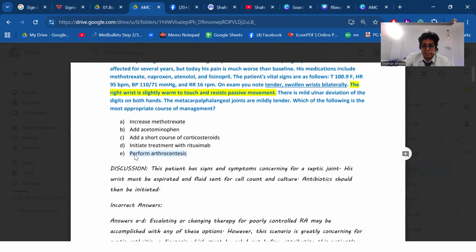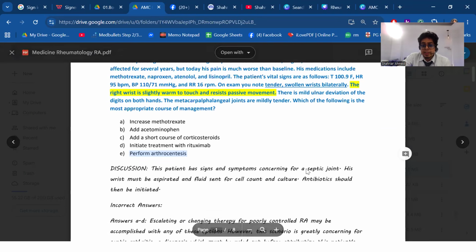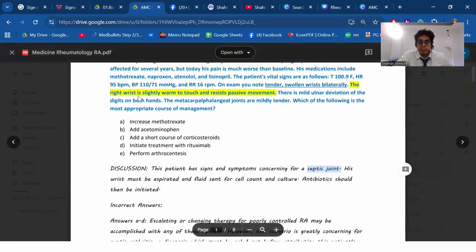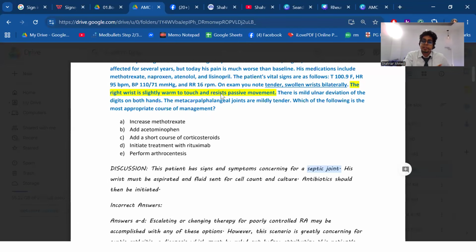Why arthrocentesis here? We think this can be septic arthritis. Interesting. How come? Septic arthritis. Now, again, same like pseudogout, is septic arthritis more common in normal joints, or is septic arthritis more common in an already defective joint? So, in an already defective joint, septic arthritis is more common. Because one particular joint is involved here, there are more chances of septic arthritis. He can have rheumatoid arthritis, but he can also have septic arthritis. Is it clear, my dear doctors?